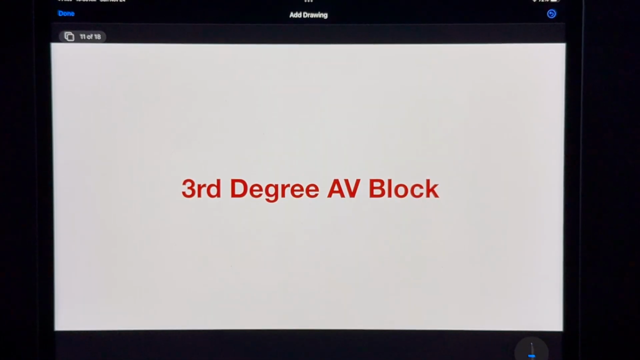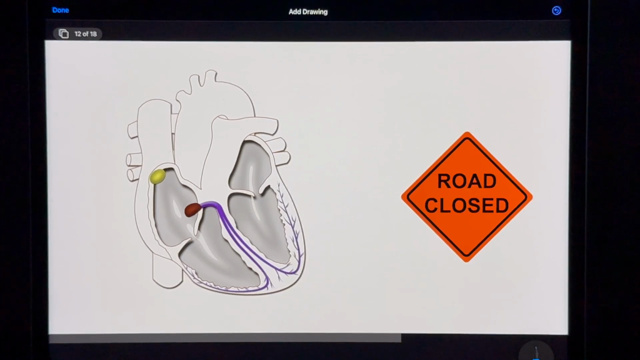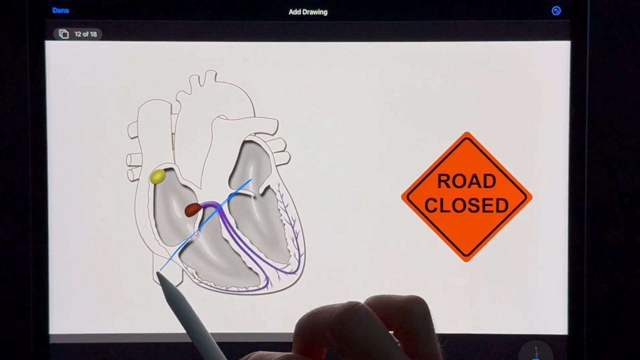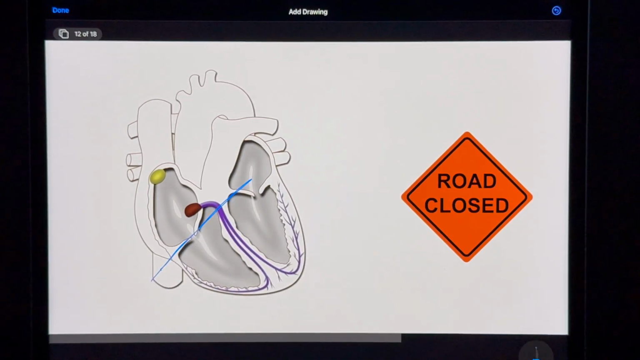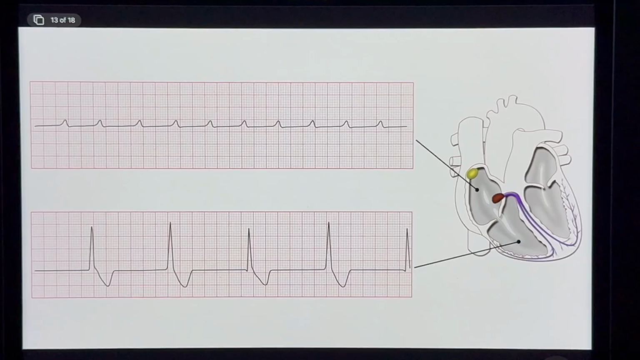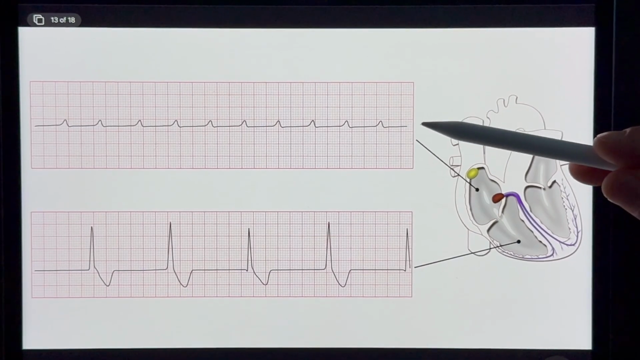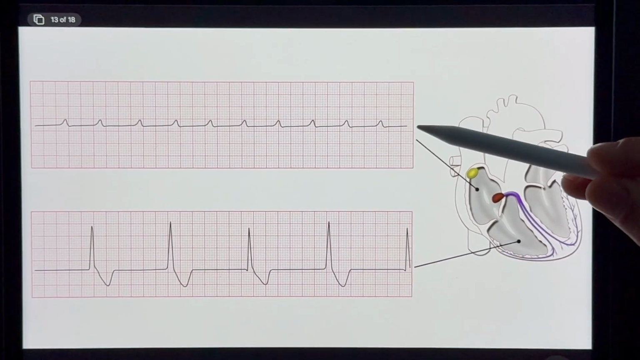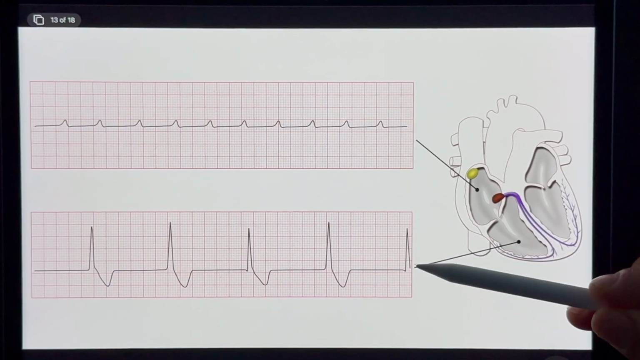Now I'm going to talk about third-degree AV block. In third-degree heart block or complete heart block, none of the cardiac impulses from the atria are conducted to the ventricles. The atria and ventricles are activated independently of each other. On the top is the atrial rhythm, and on the bottom is the ventricular rhythm. As you can see, the atrial rate is faster than the ventricular rate.